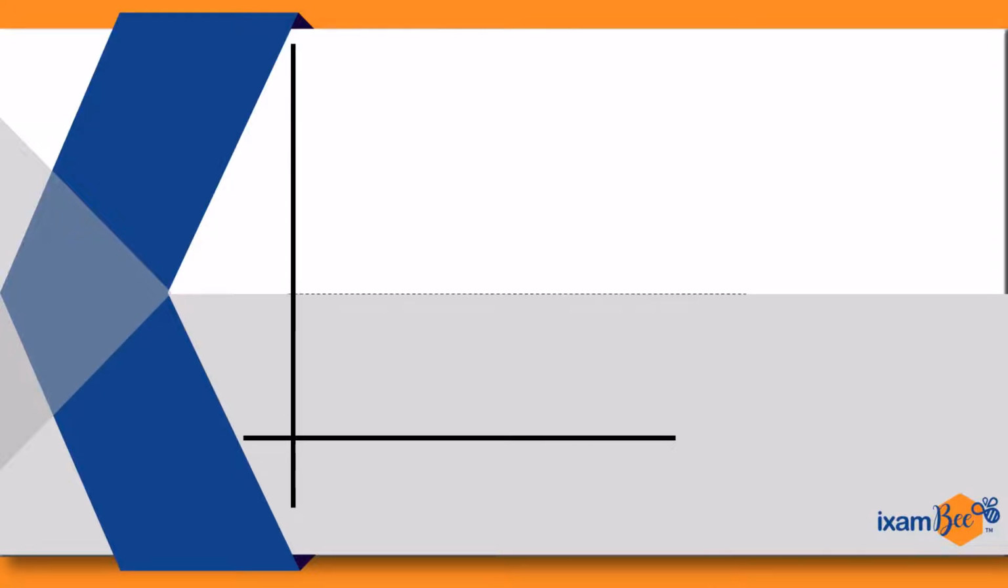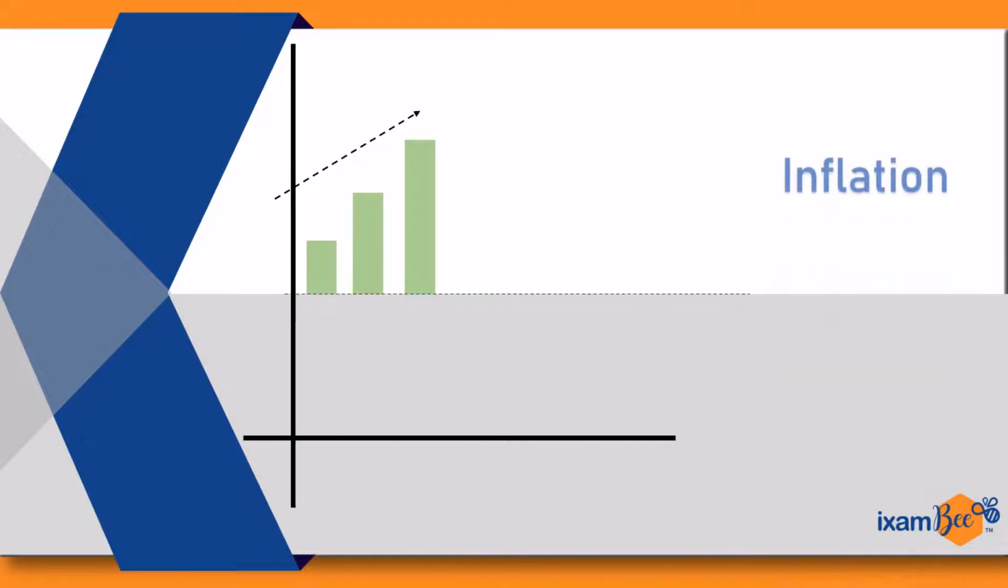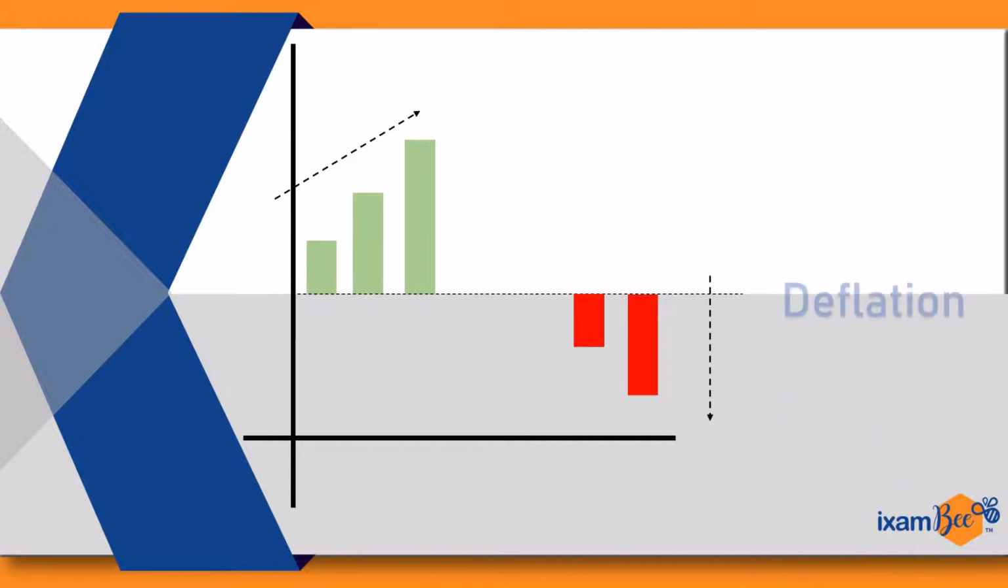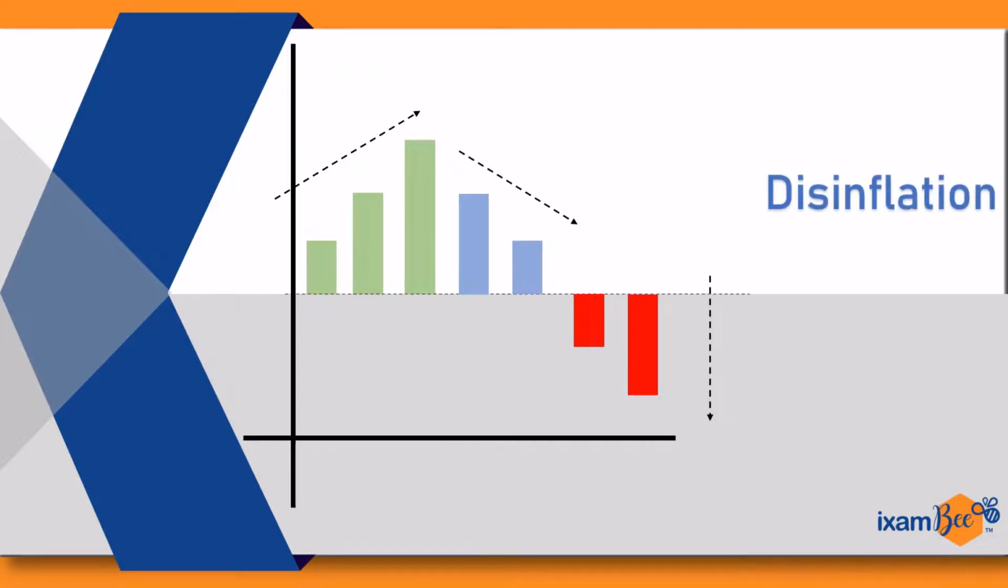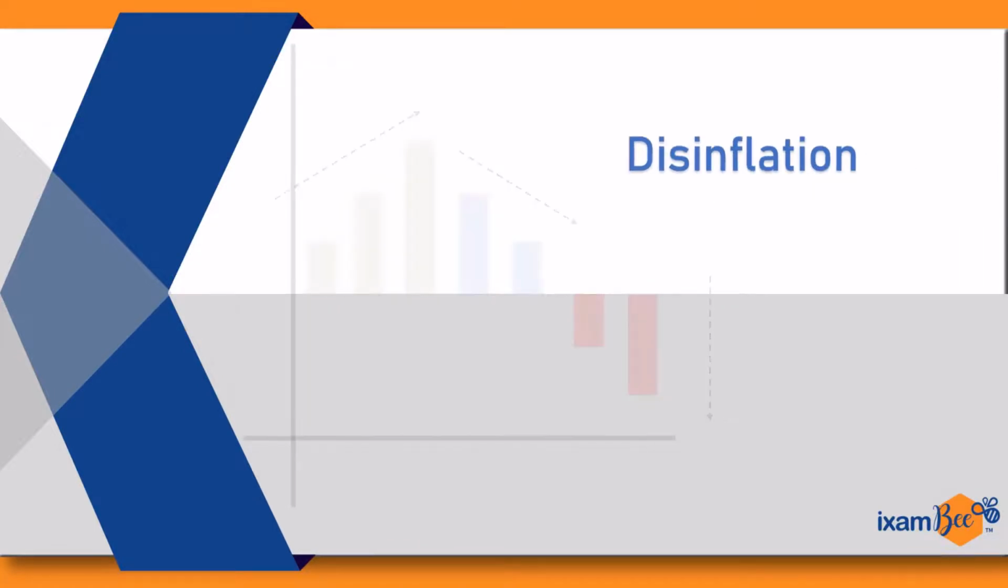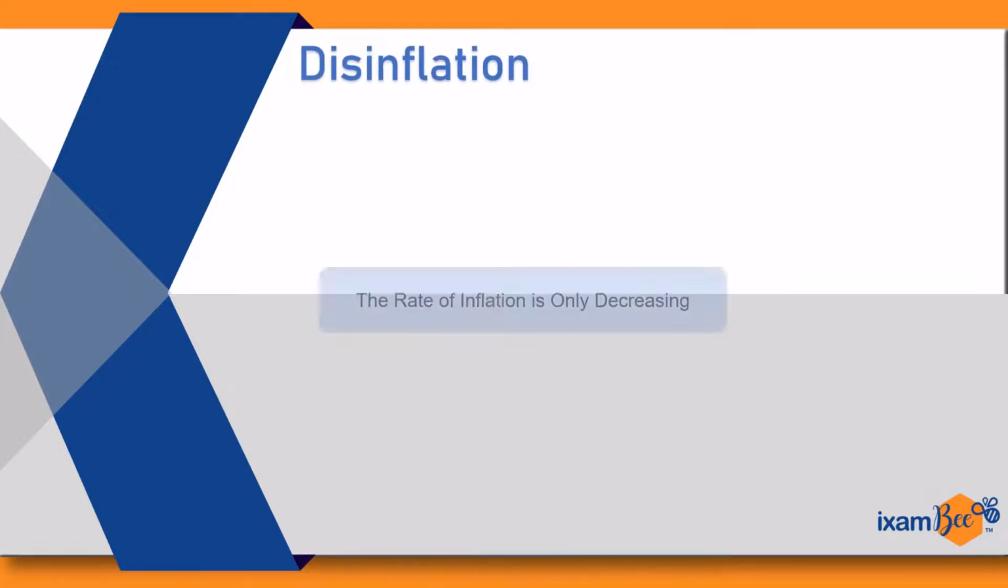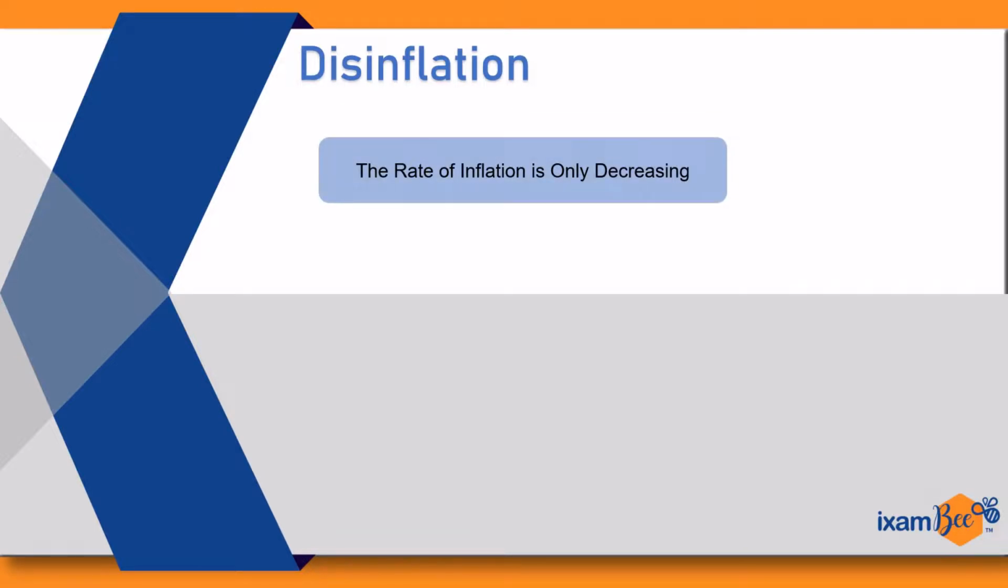The blinking line represents the normal price level. When the price increases much above the normal price level, it is inflation. And when it falls below the normal price level, we call that as deflation. But when the prices remain above the normal price level but gradually decrease, that situation is called disinflation. It is basically the slowing down of inflation. The two key points to remember are, in disinflation, the rate of inflation decreases but the prices remain above the normal price level.